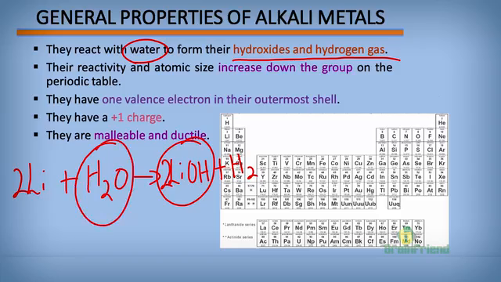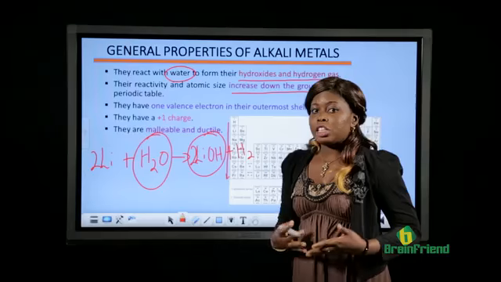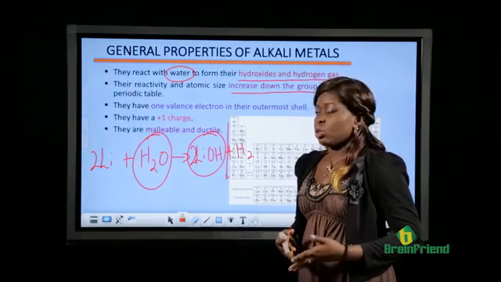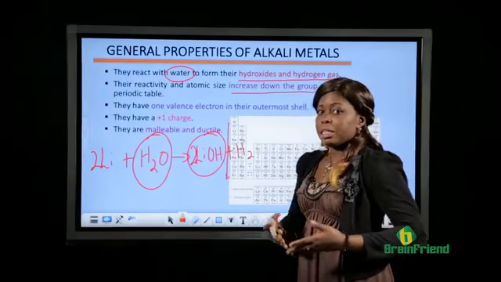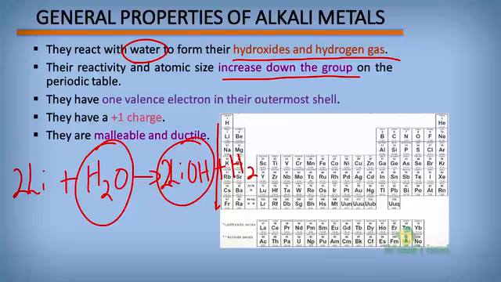Their reactivity and atomic size increase down the group on the periodic table. So as you go down the group, from lithium to sodium to potassium, the atomic size will increase. Of course, as we have more electrons being introduced into each atom, the size is increasing. So the atomic size is increasing as you go down the group.